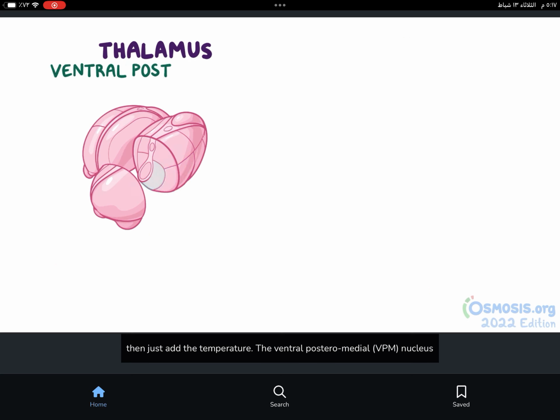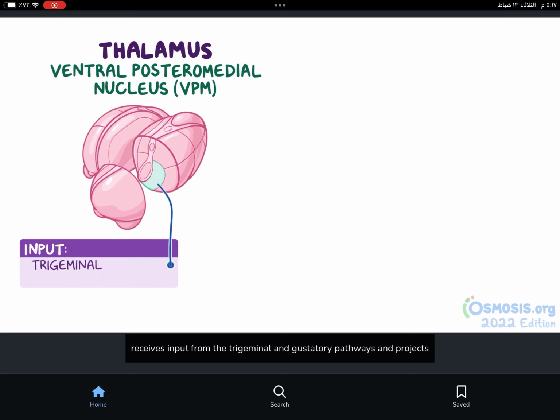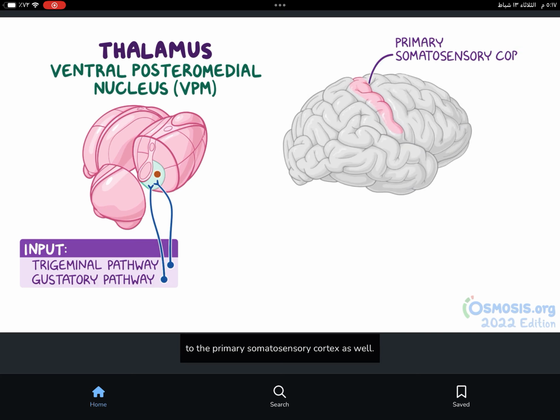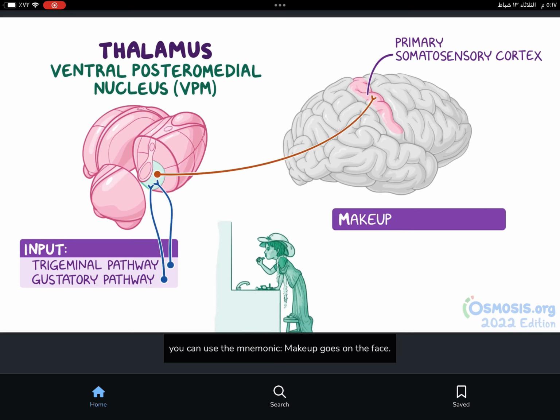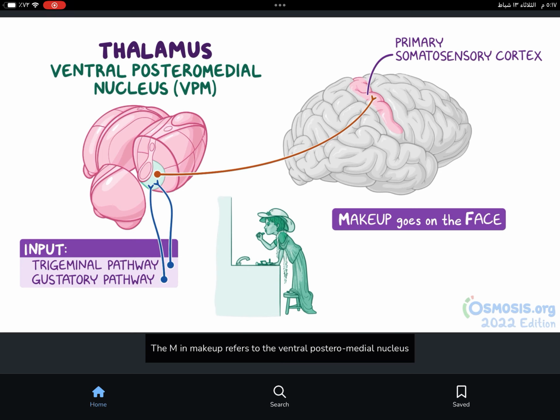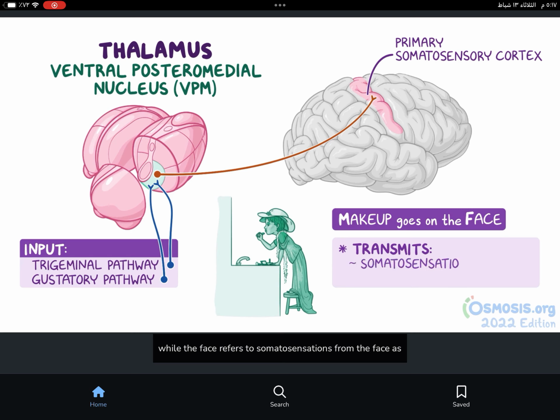The ventral posteromedial, or VPM, nucleus receives input from the trigeminal and gustatory pathways and projects to the primary somatosensory cortex as well. To remember the sensations that this nucleus transmits, you can use the mnemonic, makeup goes on the face. The M in makeup refers to the ventral posteromedial nucleus, while the face refers to somatosensations from the face as well as taste.